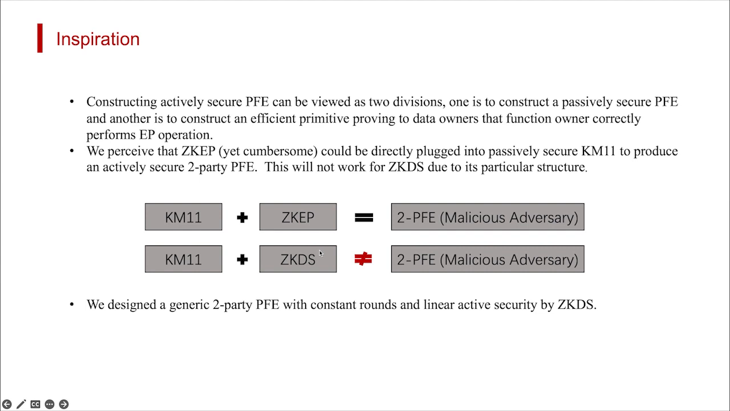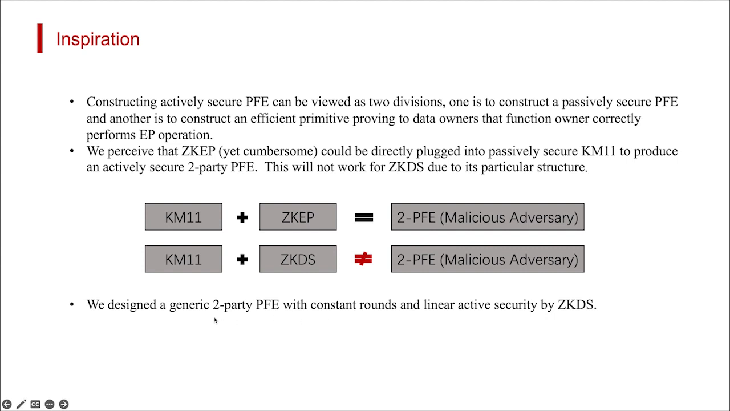We found that constructing an active circuit PFE can be divided into two parts. One is to build a passive circuit PFE, and the other is to build a verification primitive to prove to the data owner that the function owner performs the EP optimization correctly. We perceive that the ZKEP can be directly plugged into passive SecureComm to produce actively secure two-party PFE. This will not work for ZKDS due to its particular structure.